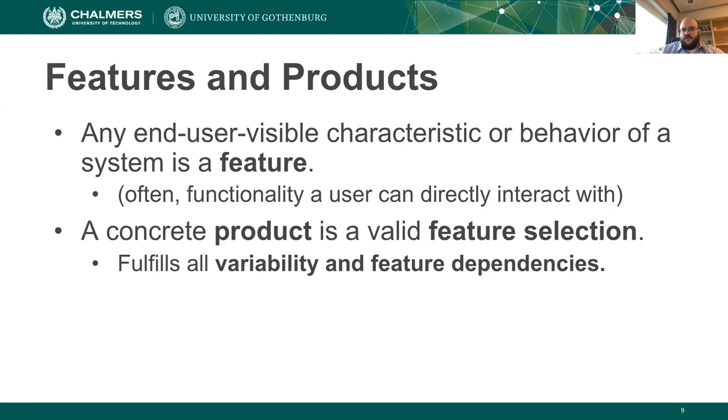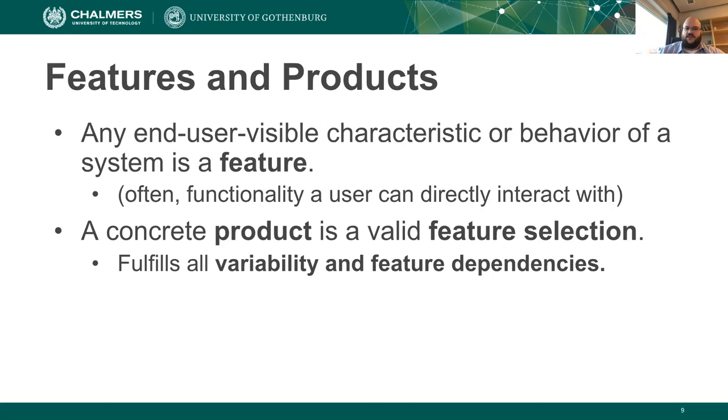So when we create a concrete product, we make a series of choices. For each variation point, we choose one or more features that are legal for that point and that are legal with the other choices we've made along the way. And this in the end gives us a product that includes a subset of these assets, right? That are targeted toward this particular market segment or usage scenario.